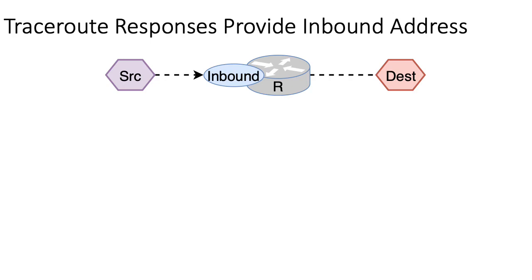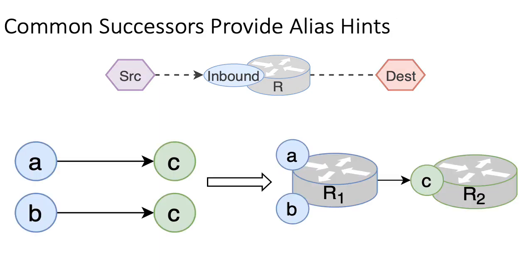So the reason I start with traceroutes is because traceroute responses generally indicate the inbound interface on a router. This is the router interface that received the traceroute probe. I call this common successor alias resolution. Basically, if two addresses, A and B, both precede the same interface in different traceroutes, there's a pretty good chance that they belong to the same router.